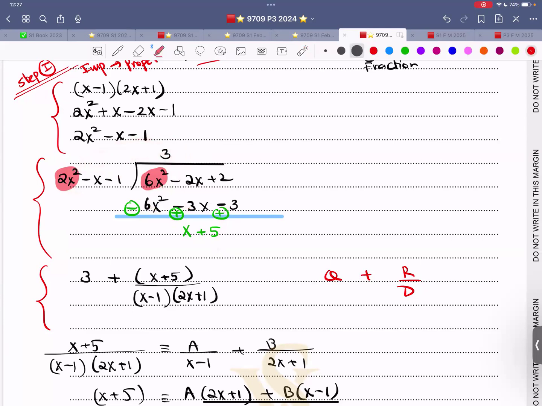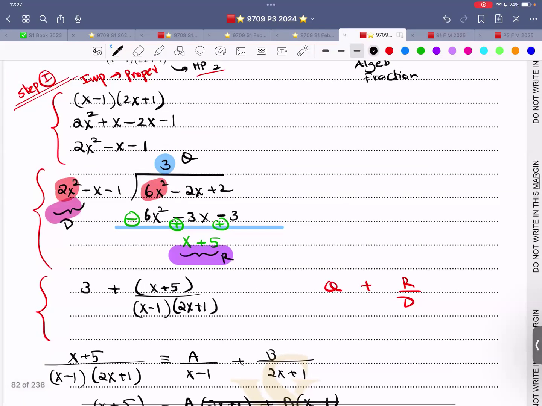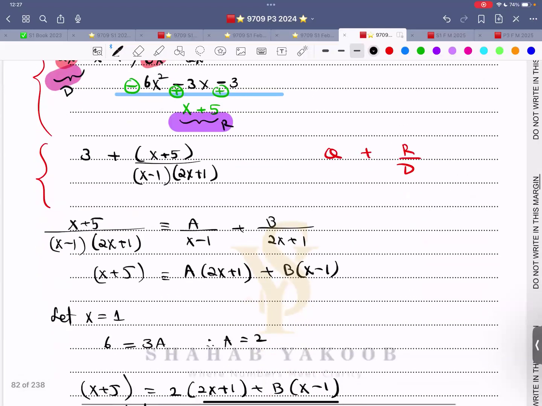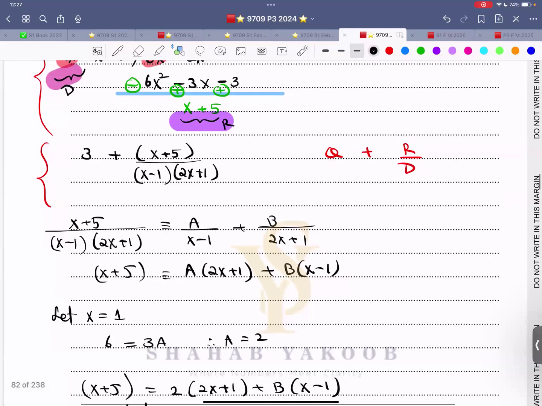Therefore, this one is the quotient. This one is the remainder. This one is the divisor. So this is quotient. Let me write it properly. This is quotient. This is remainder. This is divisor. And the divisor in its original form is this thing. So 3 plus this thing over this thing. Now we are starting our working with this thing.